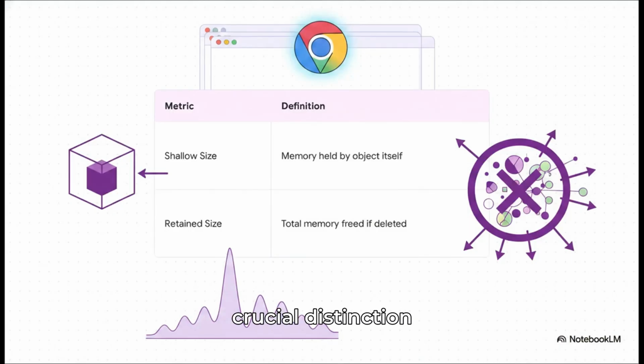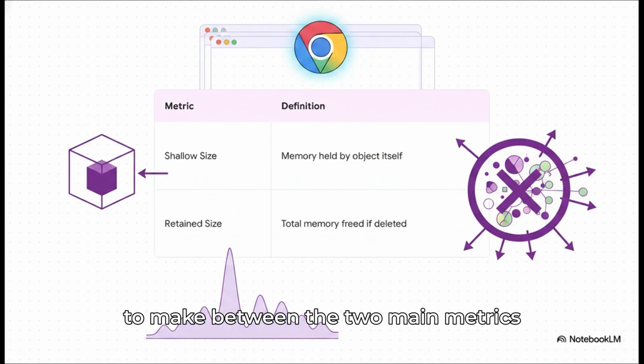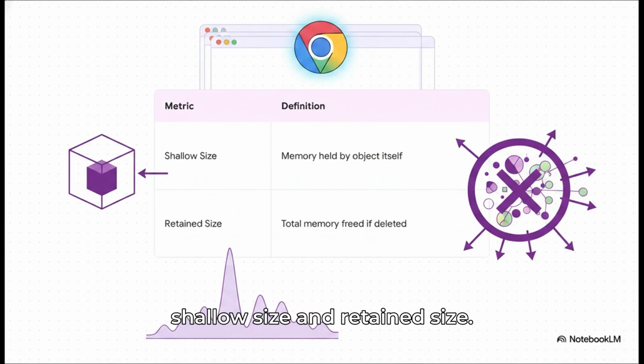Now, there's a really crucial distinction to make between the two main metrics you'll deal with, shallow size and retained size. Shallow size is just the memory held directly by the object itself. It's direct weight, basically. But retained size, that is the heavy baggage it's keeping alive. It's the total memory that would be freed up if that object and everything entirely dependent on it were deleted. When we're hunting for leaks, retained size is almost always where the biggest clues are hiding.